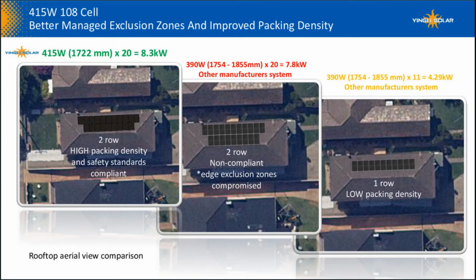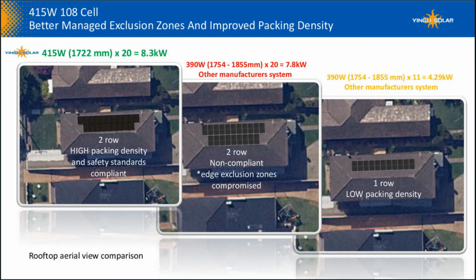In the next example, using the same 390 watt panel, you can barely squeeze 2 rows to get 7.8 kilowatts. However, in this case, you'll run the risk of an inspector defecting your system for compromising edge exclusion zones, and there's a risk to the system performance, warranty, and safety, since the system installation is non-compliant.